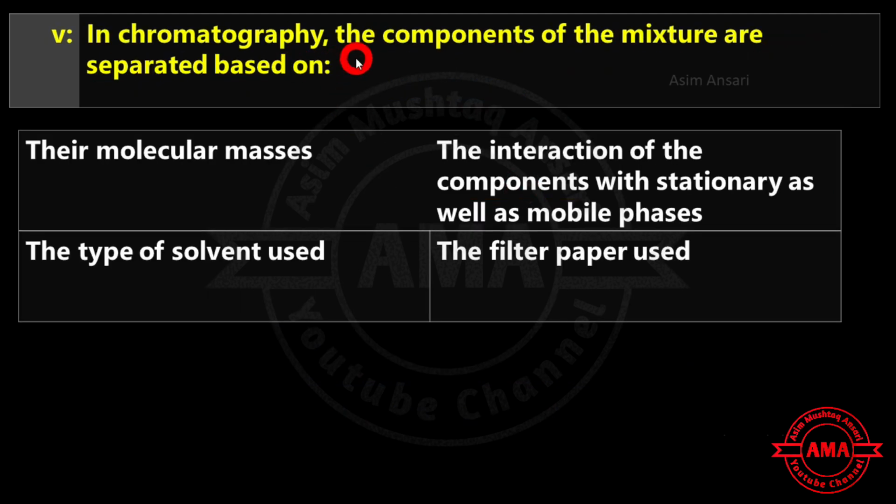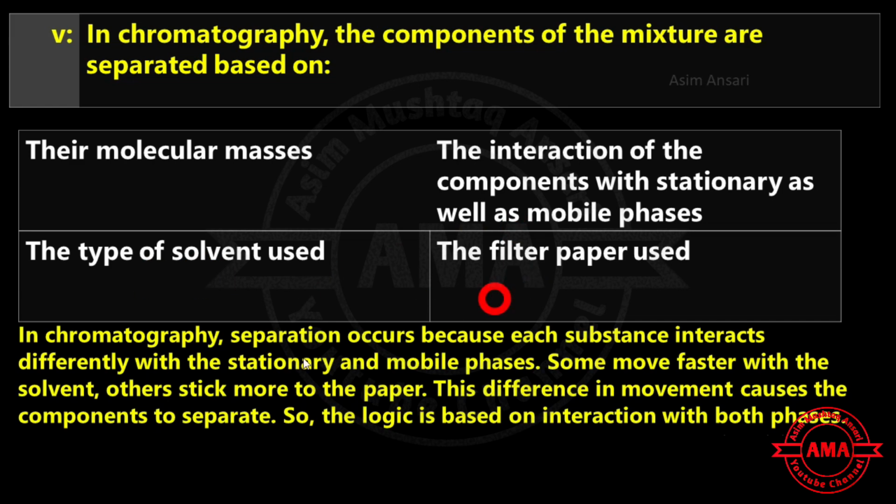Next is: In chromatography, the components of the mixtures are separated based on their molecular masses, the interaction of the components with stationary as well as mobile phase, the type of solvent used, or the filter paper used. There, in chromatography, separation occurs because each substance interacts differently with the stationary and mobile phases. Some move faster with the solvent, others stick more to the paper. This difference in movement causes the components to separate, so the logic is based on interaction with both phases. So B option is best for this statement.